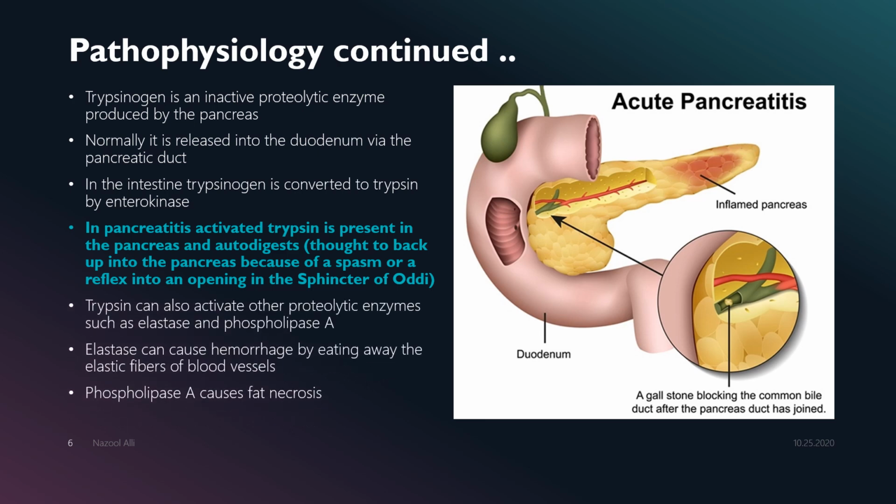Please note that trypsin can also tend to activate other proteolytic enzymes that are present, and things like elastase or phospholipase A are going to be activated. As you can tell from the word elastase, this is an enzyme that will help to break down elastic fibers, okay? So these are going to start to eat away at the elastic fibers of blood vessels, and so they're going to cause a significant amount of bleeding.